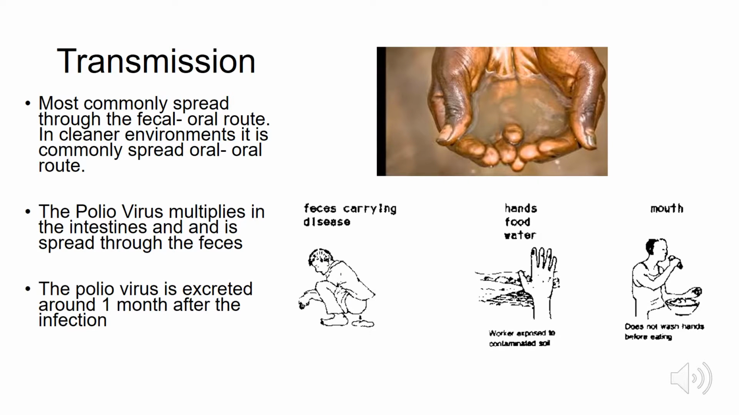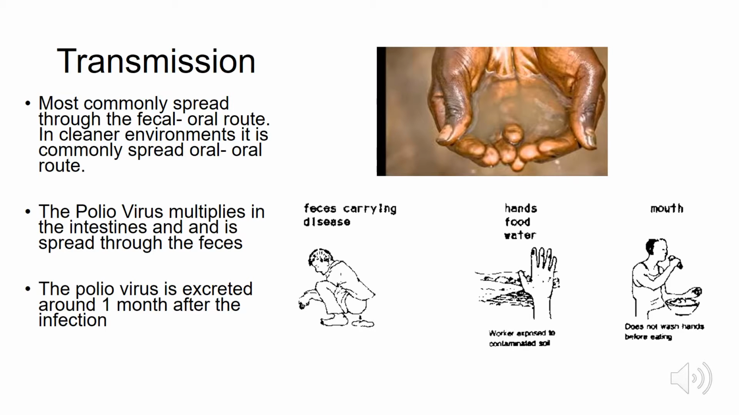Last, we're going to talk about transmission. Most commonly, poliovirus is spread through the fecal-oral route, and that is where there's fecal matter somewhere, and somebody could be touching that and not wash their hands, and it can eventually touch their mouth or touch food that they're eating, and they can be infected with a disease or a virus. In this case, it could be the polio virus that is in what they're touching. But in cleaner environments where there's not too much fecal matter around, it's commonly spread by the oral-oral route.